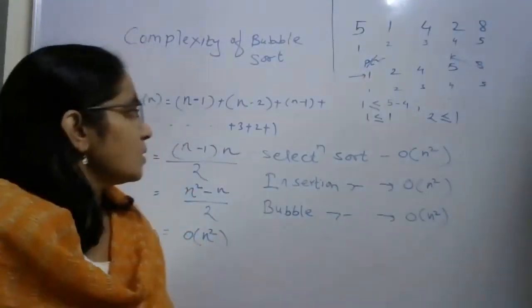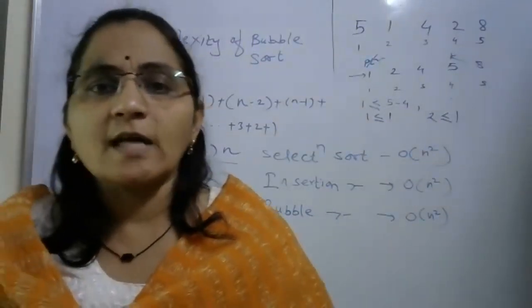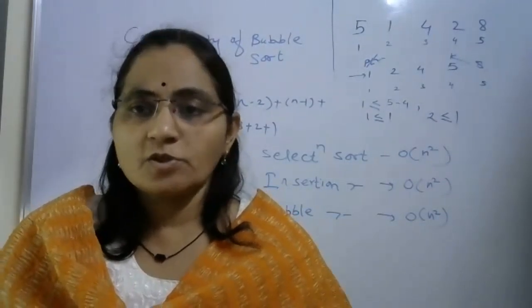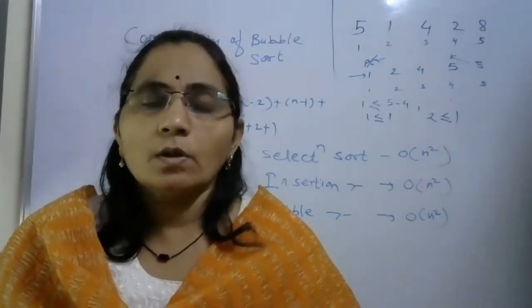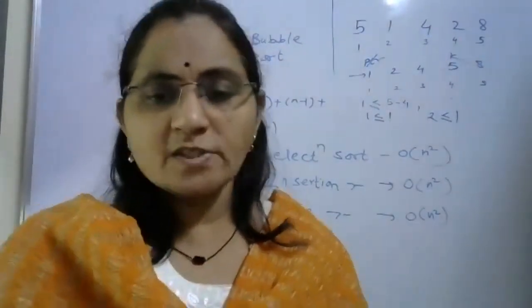So this is about bubble sort. Only 3 techniques remain: quick sort, tree sort, and merge sort. We will continue with quick sort in the next lecture. And we stop here.